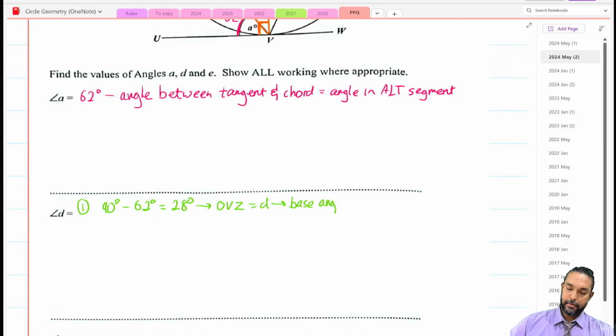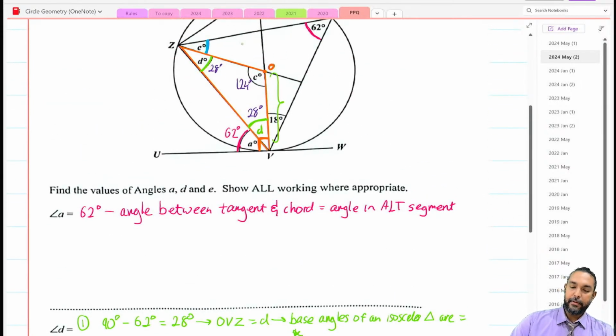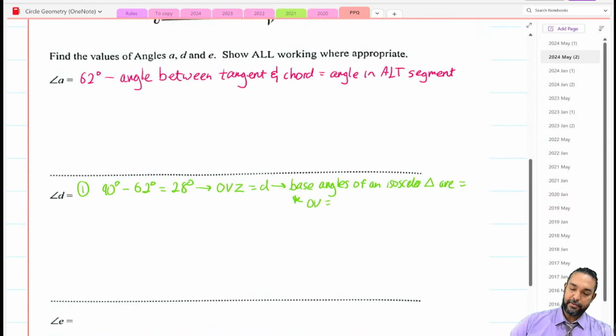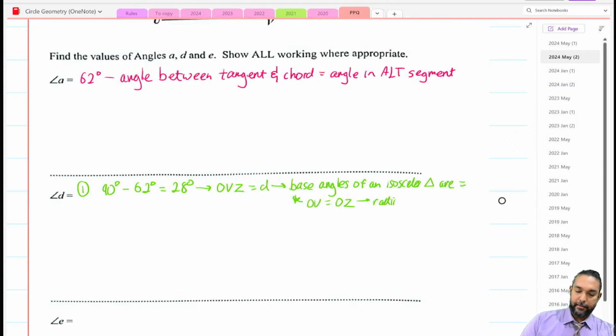Base angles of an isosceles triangle are equal, right? And we know it's an isosceles triangle because OV and OZ are radii. Those two lines from the center of the circumference, right? So OV is equal to OZ, radii, right? And then the other way that we did it, the second way, was we did 180 minus, what was it, 124, and then divided that by 2.